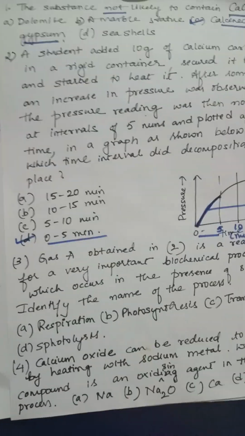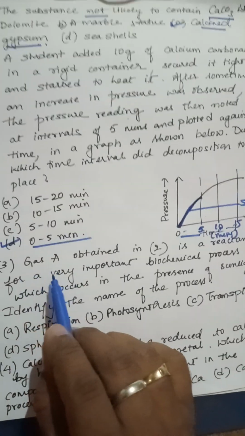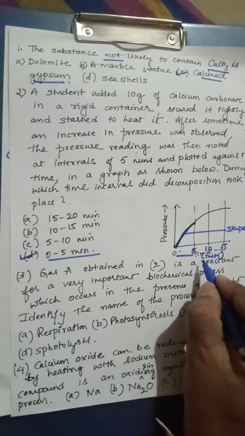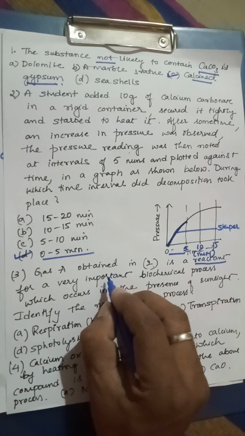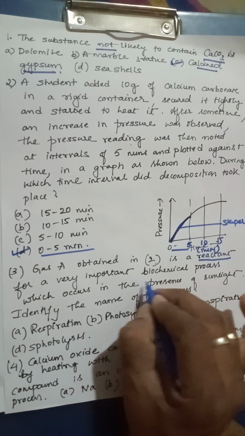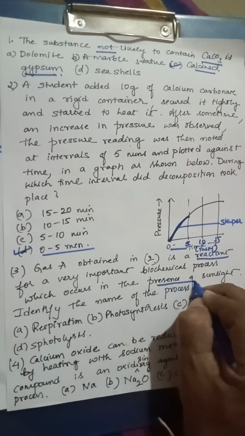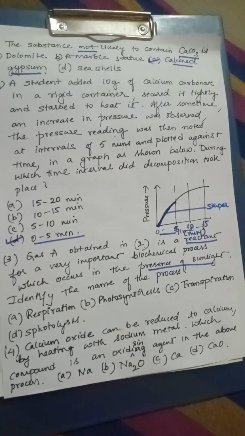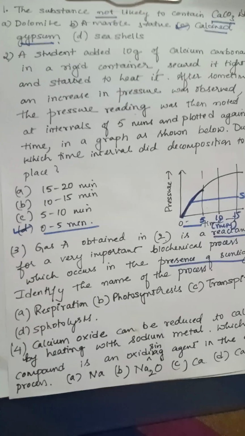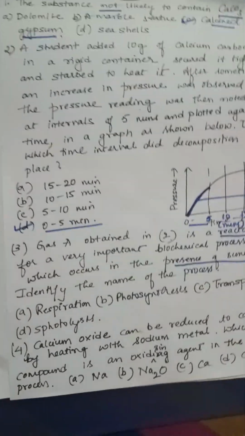Next, let's answer the third question. The gas obtained in the previous question is a reactant in a very important biochemical process which occurs in the presence of sunlight. Here itself you have the hint. Anyway, we need to identify the process: respiration, photosynthesis, transpiration, or photolysis.